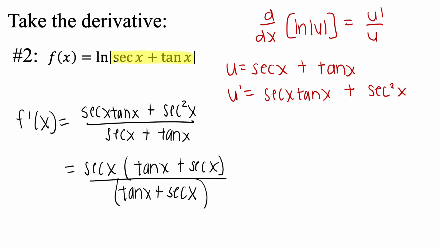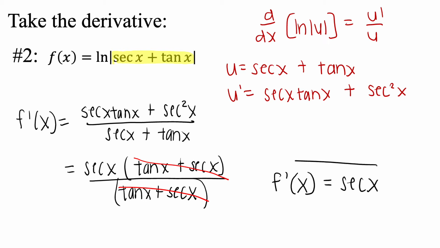Now I have the same factor in the numerator and the denominator, so I can cancel out this entire factor, tangent of x plus secant of x, in both the numerator and the denominator. And I can simplify my derivative f prime of x just down to secant of x. So the first two examples, pretty simple, taking the derivative with absolute value.